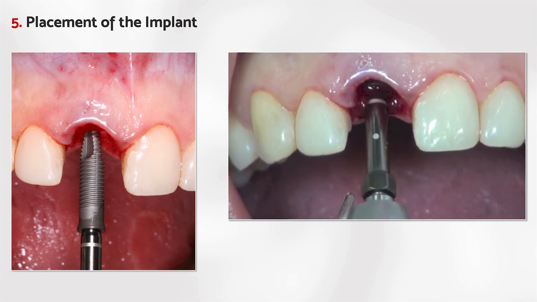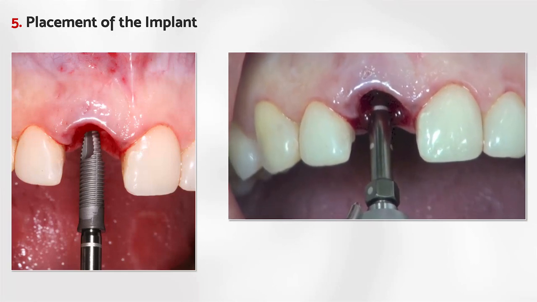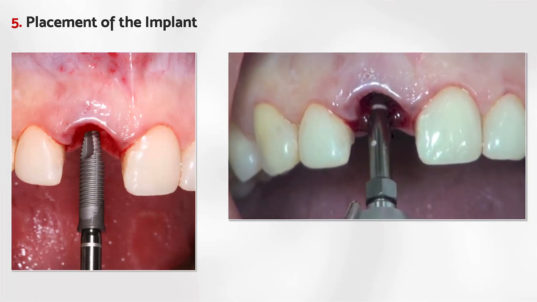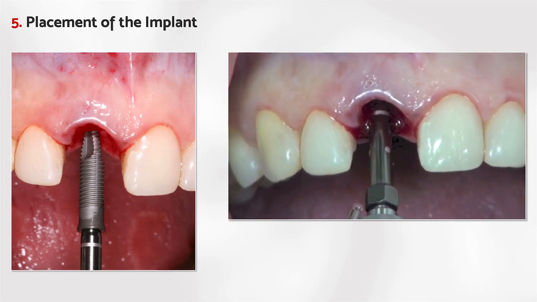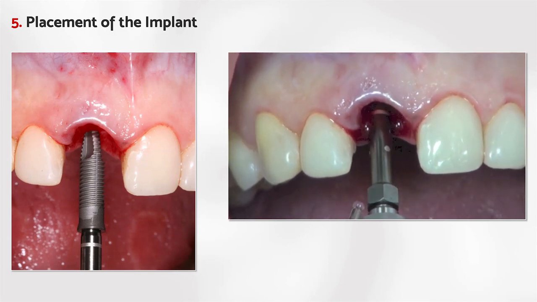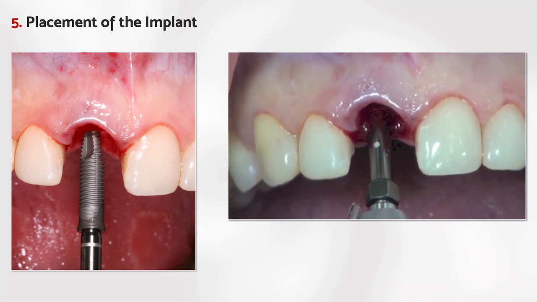And here, we insert the implant, and we increase the torque of the engine, and the implant is going to be left with this laser mark, coincident with the gingival margin. That means that the implant is going to be placed 3 millimeters from the gingival margin in the apical direction.